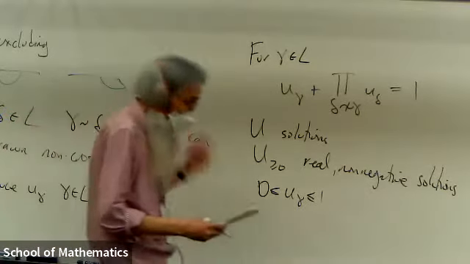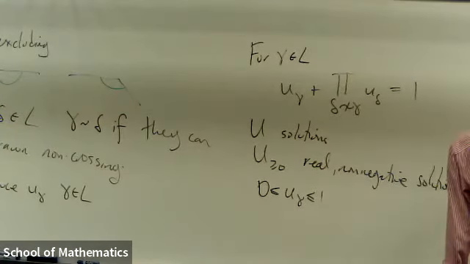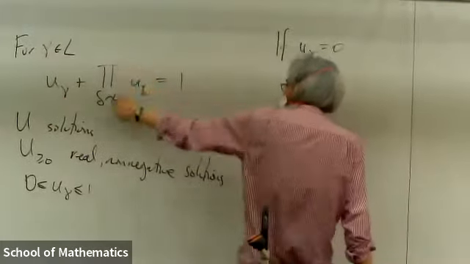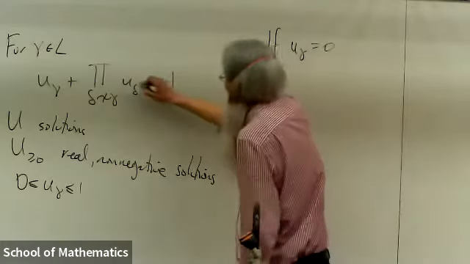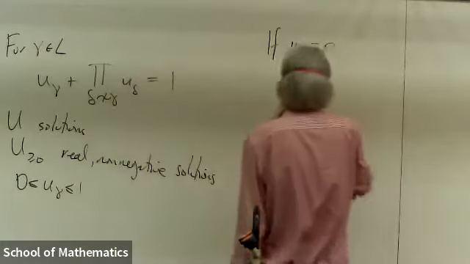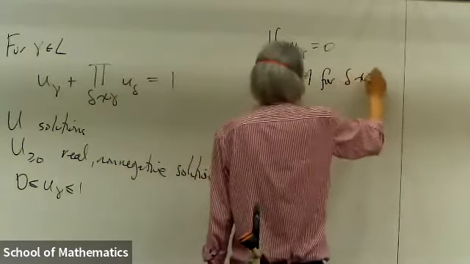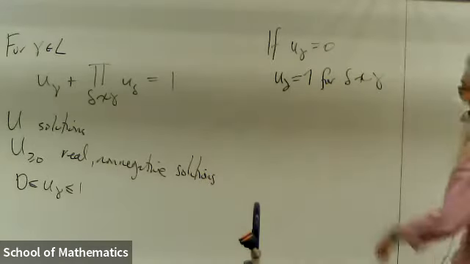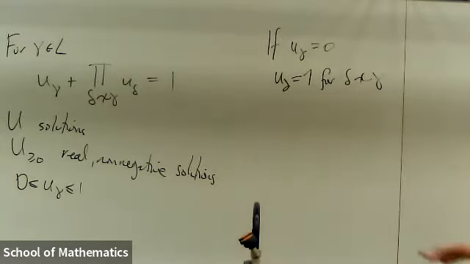And what happens if a U gamma goes to zero? Well, that means that this term is zero, and we have a product of things that are between zero and one that has to equal one. So that means all the U deltas in this product have to be one. So everybody that's not compatible with gamma is forced to be one. So the U deltas that are left, that are still in the game, are the ones that don't cross gamma.